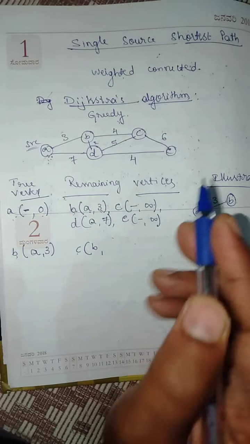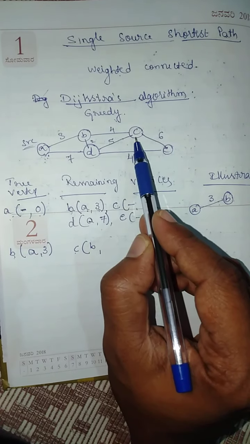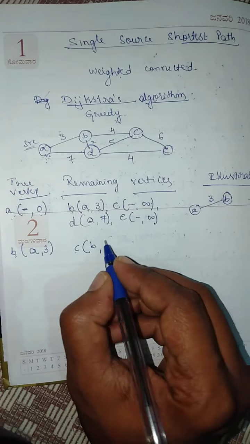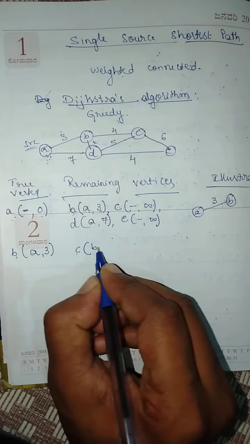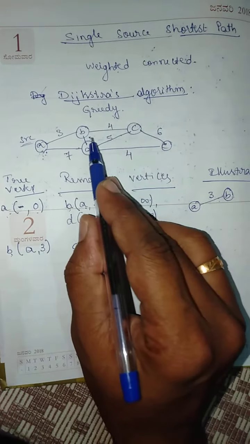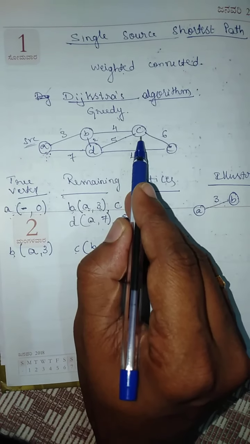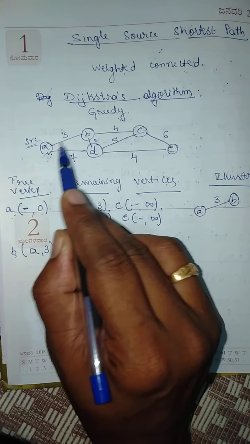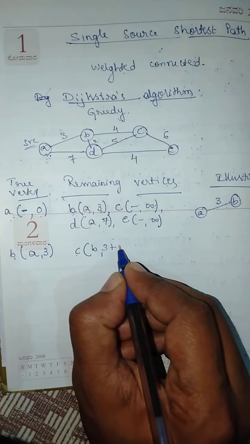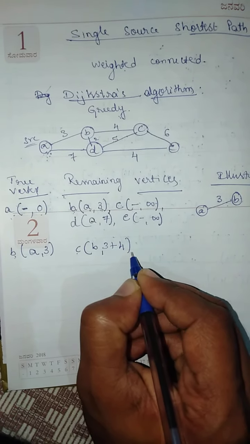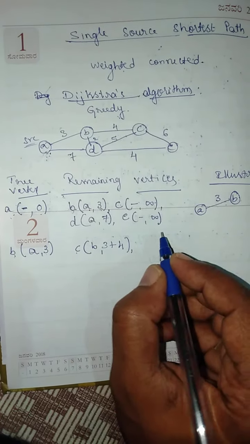However, since we are reaching C from source A, the total cost is this value 3 plus the new cost from B to C. Okay, B to C, right? So C can be reached from the source vertex with a cost of 3 plus 4. So 3 plus 4.